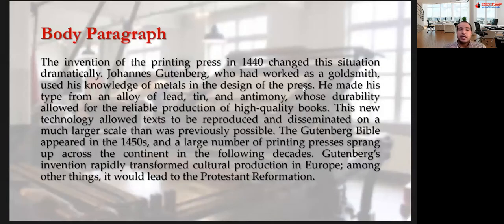This is one body paragraph. Can someone identify the topic sentence? We mentioned before a topic sentence can be the first sentence, the last sentence, or it can be in the middle. I need somebody to identify the topic sentence here. What is the topic sentence in this body paragraph? I know it will take some time. If you wanted, you can unmute yourself and speak up.